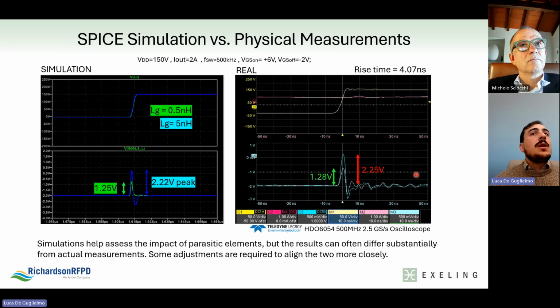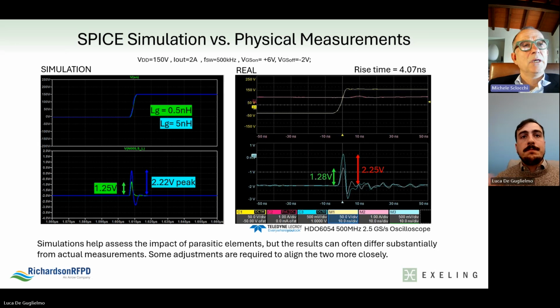Here I am showing the comparison between the two cases described earlier. As you can see, in this case, there is a good match between the simulation and the real-world measurement. But there are many uncertainties to consider, so don't expect to always get accurate results, as I'm showing here. However, even in simulation, you can observe the impact of a longer gate loop path on the false turn-on risk.